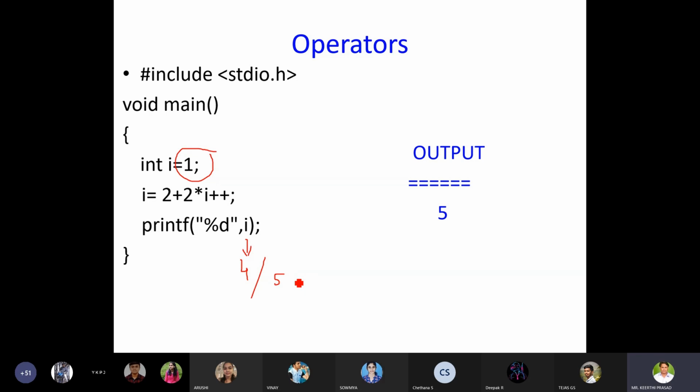Why? Let me explain. How many operators are there in this expression? We have plus, we have star, we have post increment. So there are three operators. Which operator has the highest precedence? Which has to be executed first according to the precedence table? Multiplication? No, post increment has the highest precedence. Second precedence is multiplication. Third one is addition. Am I clear?